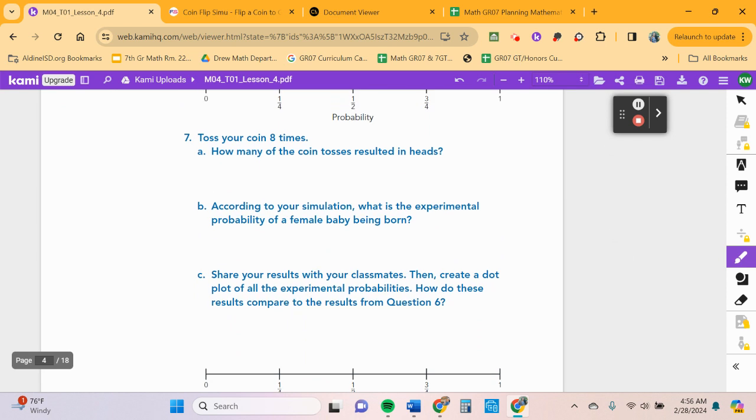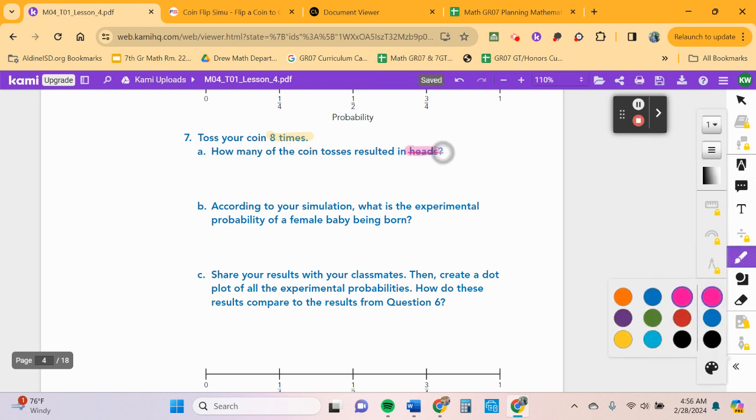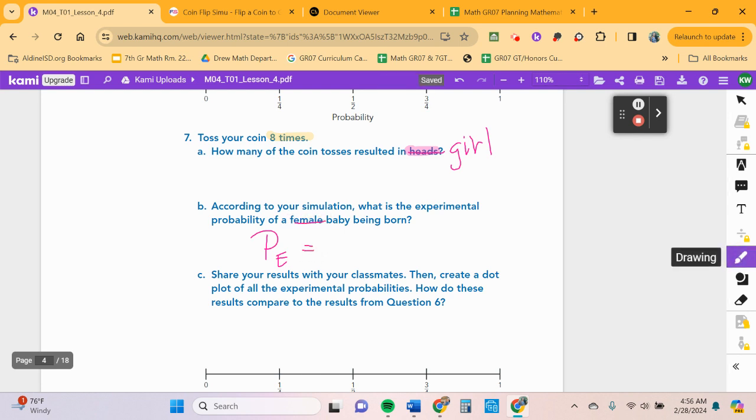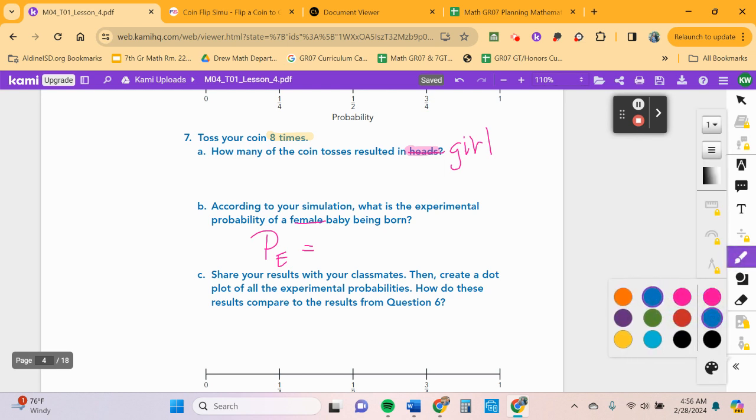We are tossing our coin 8 times. And then we're going to answer those same questions. How many of the coin tosses resulted in not heads, but getting a girl result? And also, what is the experimental probability of it being female? All right, so let's toss our coin. Let me get my tallies ready. Boy, girl. Okay.